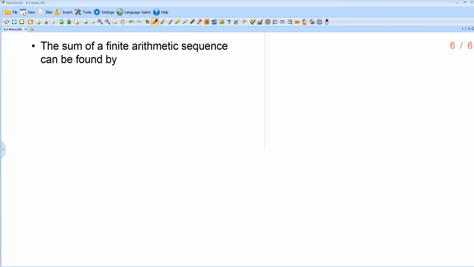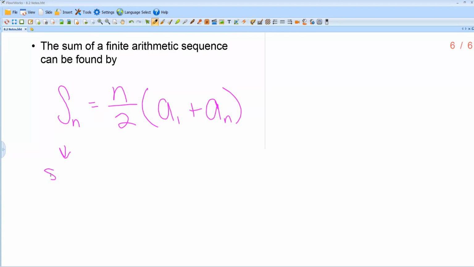So the sum of a finite arithmetic sequence can be found by using the formula S sub n is equal to n divided by 2 times a sub 1 plus a sub n, where this S sub n just represents the sum, n represents the number of terms that we're taking the sum of, a sub 1 represents the first term, and a sub n represents the last term. So just a quick formula for the sum of a finite arithmetic sequence.